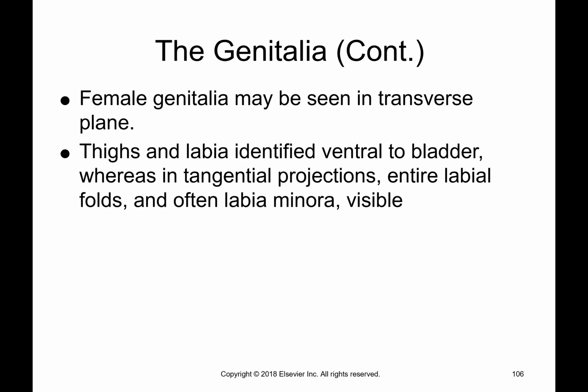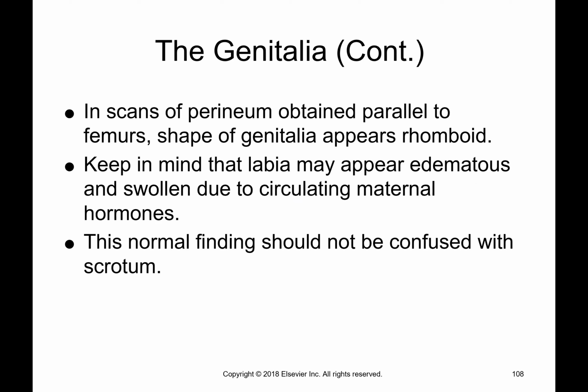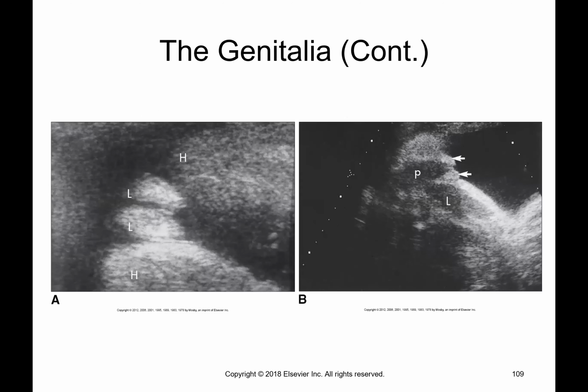So the female genitalia is usually seen in transverse image, and we call it the hamburger sign, but you can see the little labia, and this is a little bottom. So that would be a female. At 16 to 20 weeks of gestation, sometimes the labia can be a little swollen, and so it could look like a small penis and scrotum, so you want to be very, very, very cautious that you don't confuse a normal labia with a scrotum. So this is the labia, this is girl, the thigh.